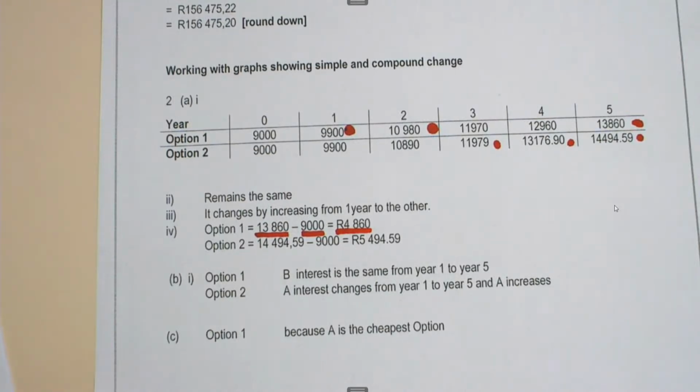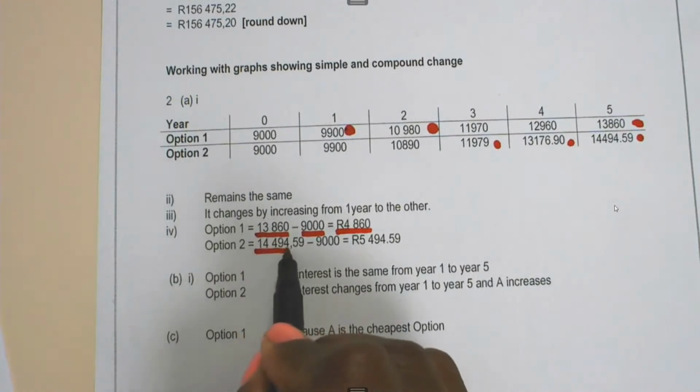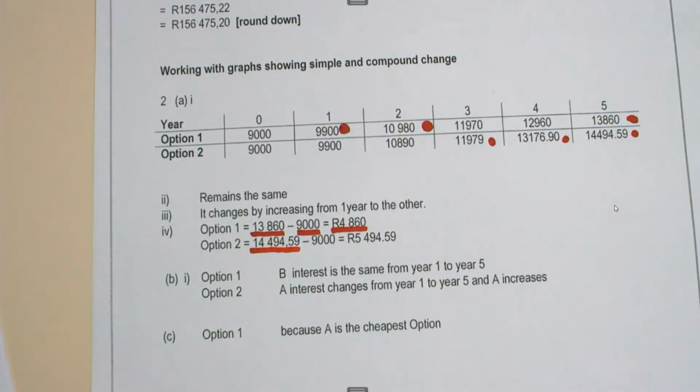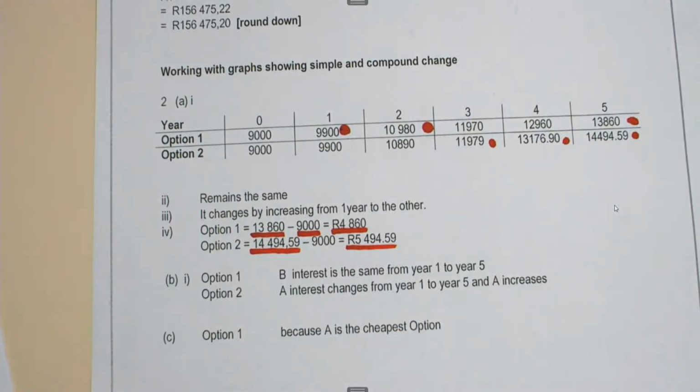And when we look at option number 2, based on our calculations, Fikile is supposed to pay 14,494 rand and 59 cents. And then when we subtract 9,000 from it, Fikile is supposed to pay an interest of 5,494 rand and 59 cents. Like I said, we don't have the cents anymore. We do rounding down. So when we look at the two, option number 1 is 4,860. Option number 2 is 5,494 rand and 55 cents.